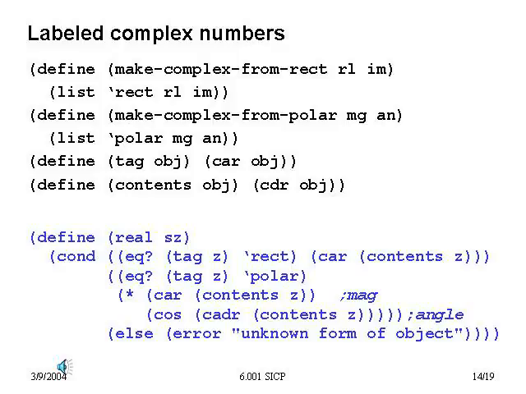And what's the work? I use contents as a selector to get everything but the tag, that is the actual contents of the object. I get the car out, which I know represents the magnitude. I again get contents and get the cadr out to get the angle. Use the cosine of that, and then do the work to do the right manipulation of the numbers to compute what the real part is.